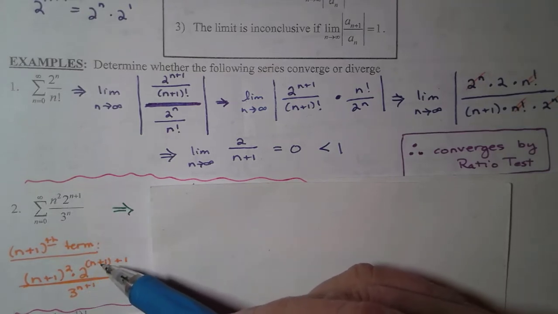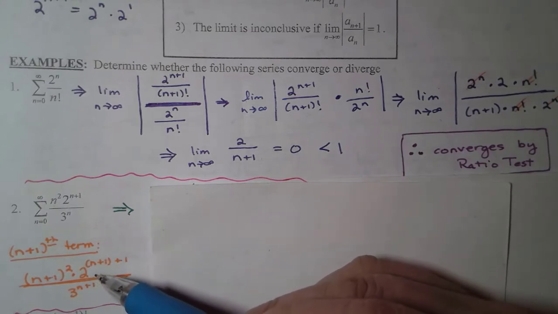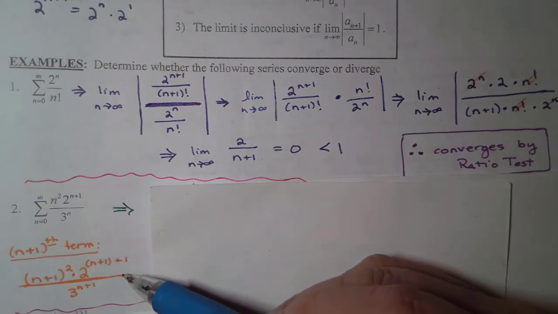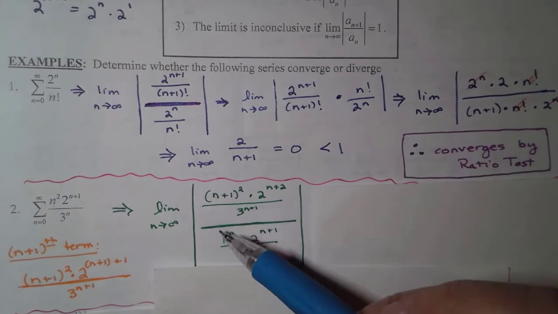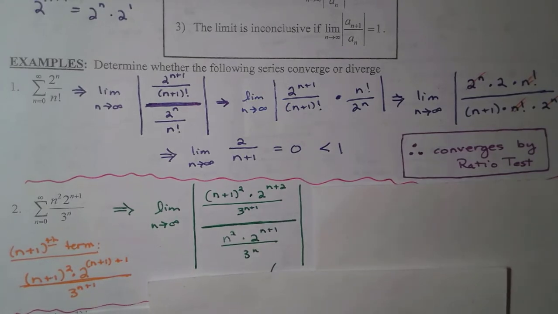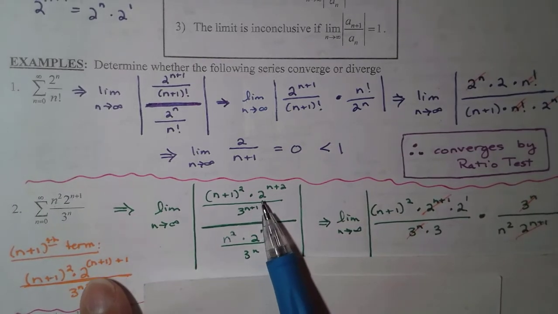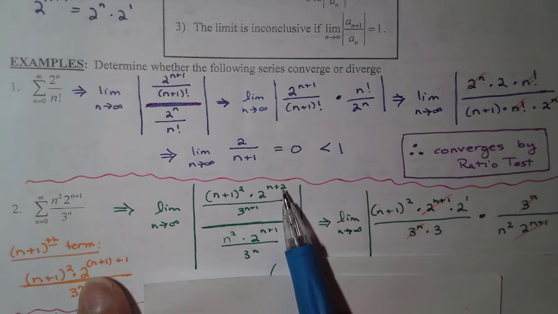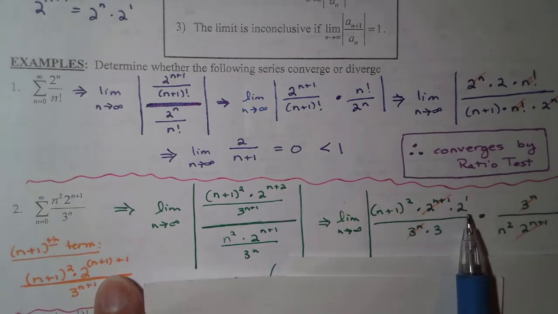What does 2 to the n plus 1 mean? Well, it certainly gives me 2 to the n plus 2, but it also means 2 to the n plus 1 times 2 to the 1. Okay, that's going to be important. So here is our n plus 1th term over our nth term. Dividing by this means times the reciprocal. I'm going to go ahead and take advantage of the fact that I know 2 to the n plus 2 could be written as 2 to the n plus 1 times 2 to the 1.